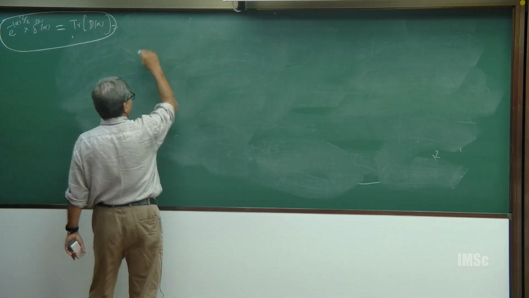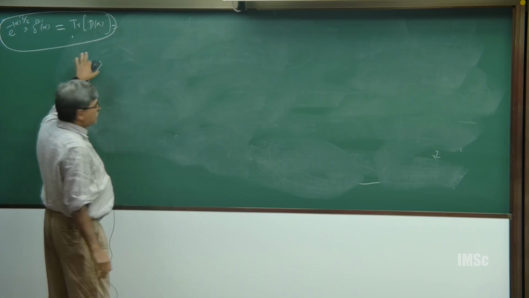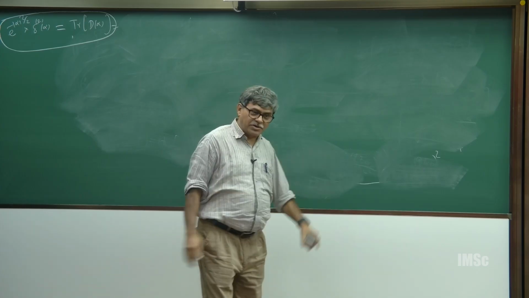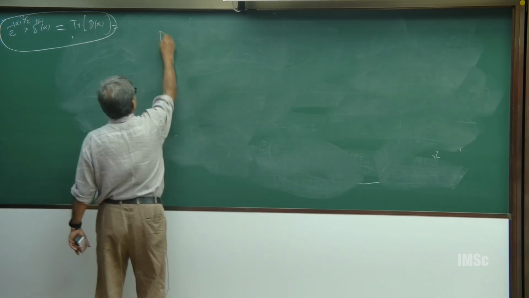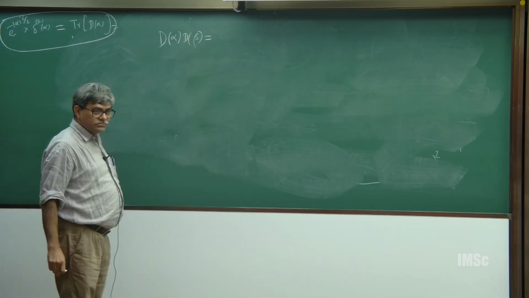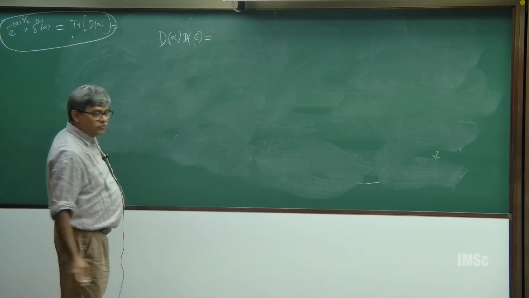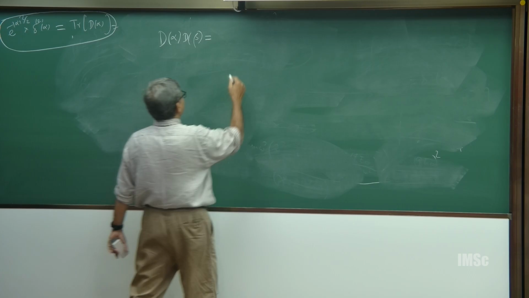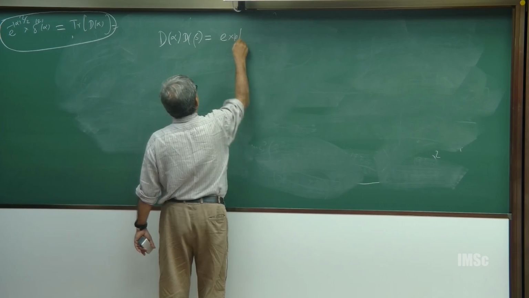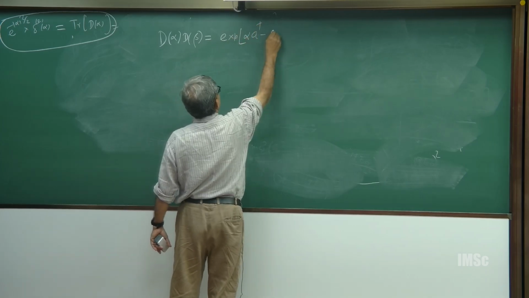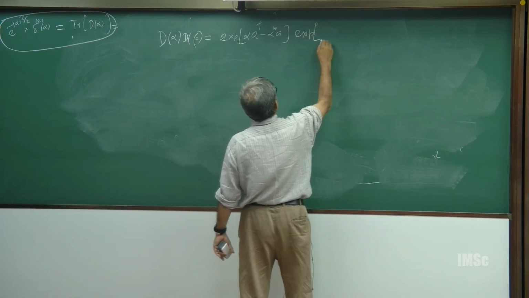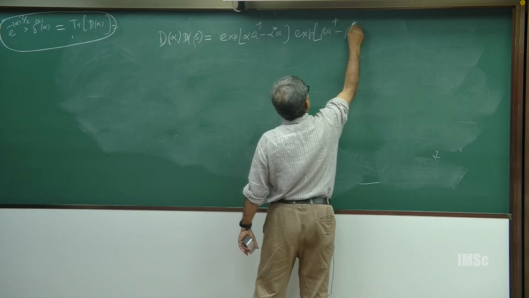So, this is important for us. Now, we are going to talk about some group properties of this displacement operator. Okay. So, let us take D alpha D beta, I mean the product of two displacement operators. So, this is exponential of alpha A dagger minus alpha star A times exponential of beta A dagger minus beta star A.